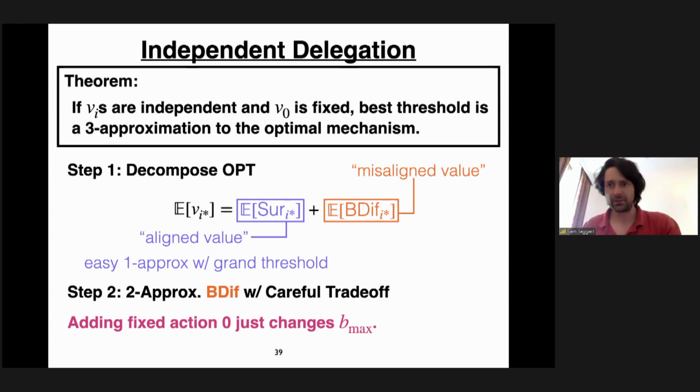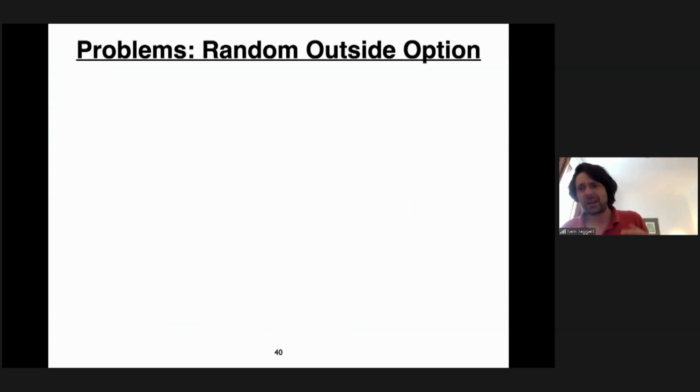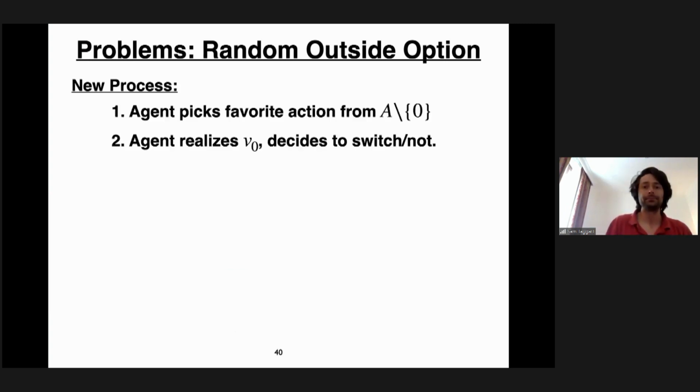So that's the 3 approximation result. I basically gave you the full proof. You could write down a little bit more math and you would have literally the stuff written in the paper. Let me talk to you now about what goes wrong when you have a random outside option. So this is the case where we capture all of assortment optimization. So this is a really interesting case.